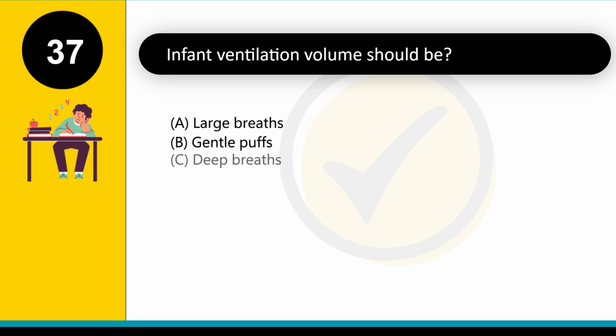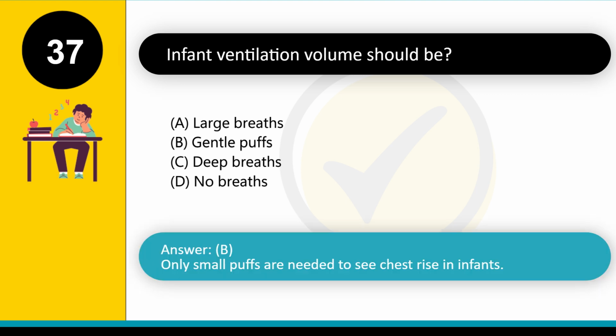Infant ventilation volume should be? A. Large breaths. B. Gentle puffs. C. Deep breaths. D. No breaths. Answer, B. Only small puffs are needed to see chest rise in infants.